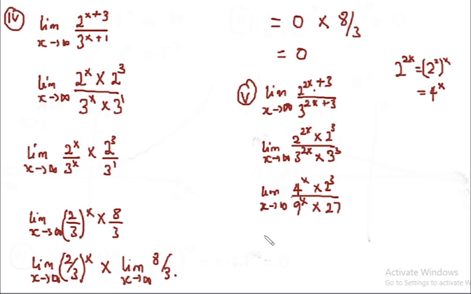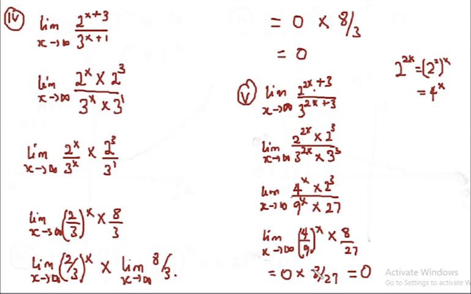So from here, the limit as x approaches infinity of 4 over 9, I will separate them directly, to the power of x, times 2 to the power of 3 is 8 over 27. If I take the limit as this one approaches infinity, it is 0, so this is 0 times 8 over 27. 0 times 8 over 27 is 0.